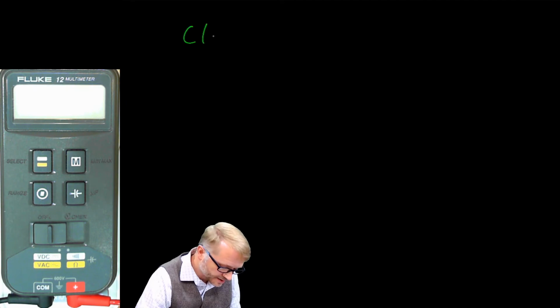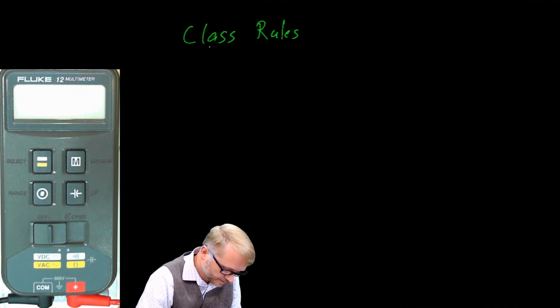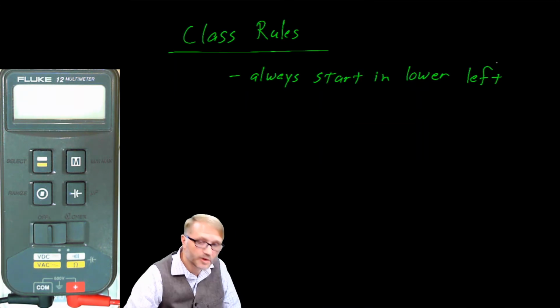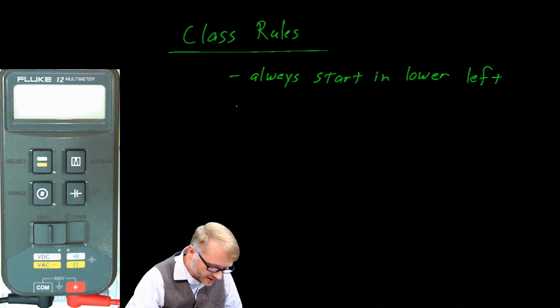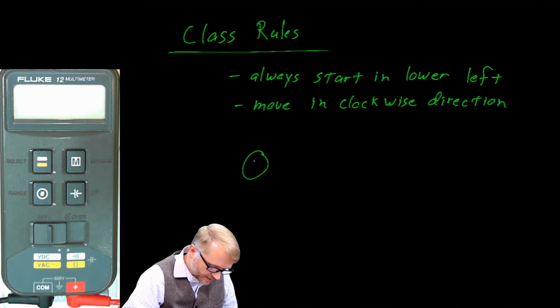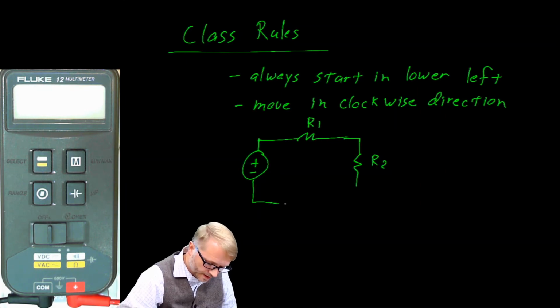Let's establish some rules so we're all on the same page. So class rules. Always start in the lower left corner. And always move in a clockwise direction. Here's an example. Power supply, an R1, an R2, and an R3.